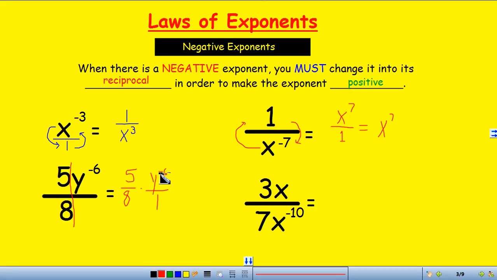So let's go ahead and look at this. 5 divided by 8 cannot be simplified anymore. So we're going to keep that 5 over 8.